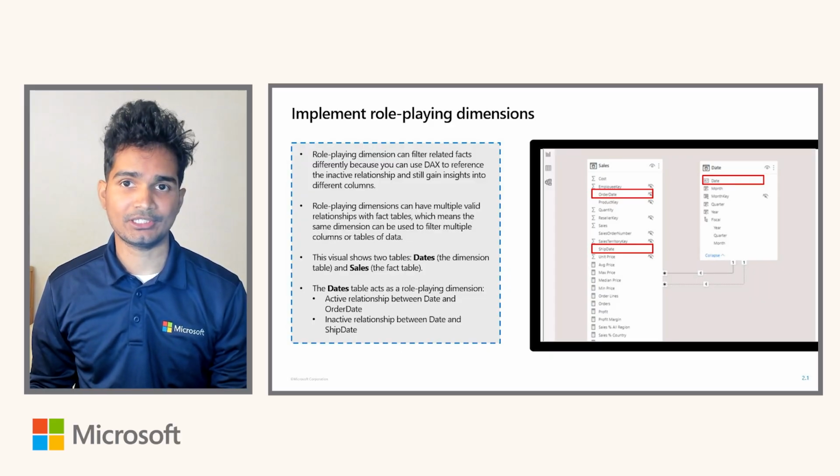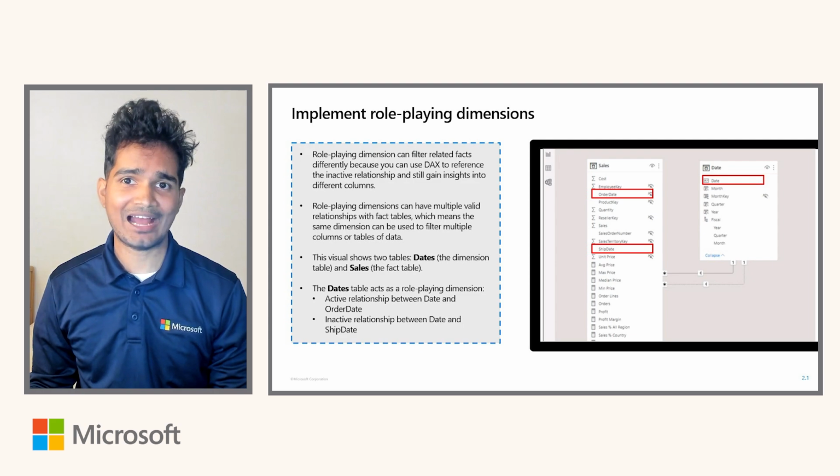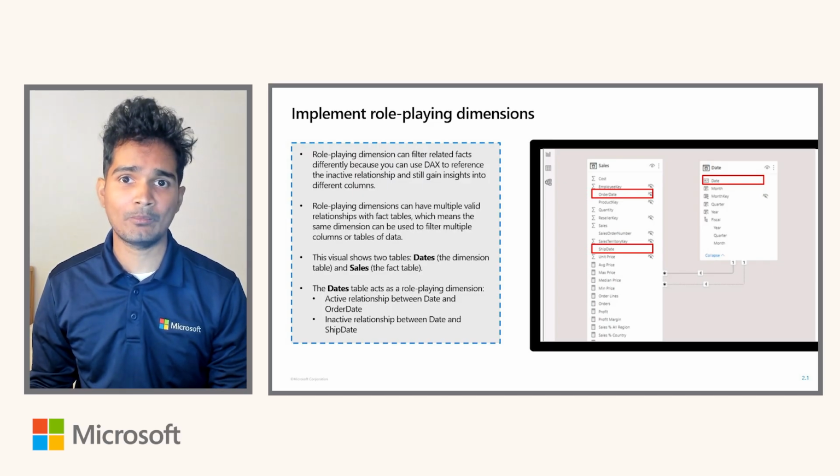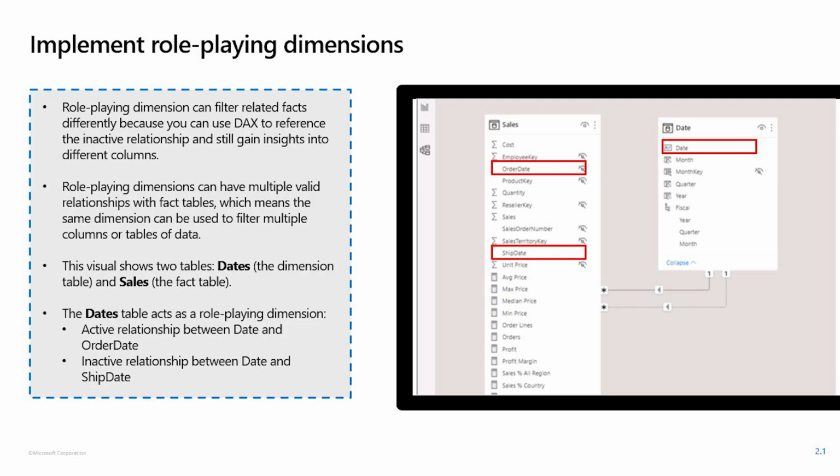Understand role-playing dimensions and how they let you create multiple relationships between fact tables and dimension tables. This means you can use the same column more than once, allowing for more varied and rich data analysis scenarios, like comparing date dimensions within the same model. In this example, the date table can filter the sales fact table by the order date or the ship date.